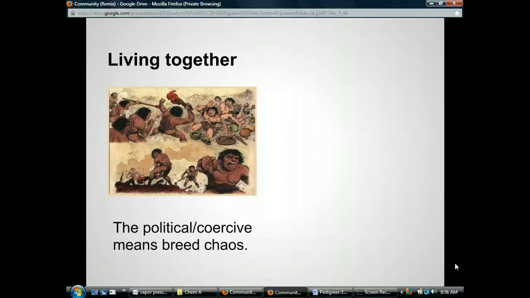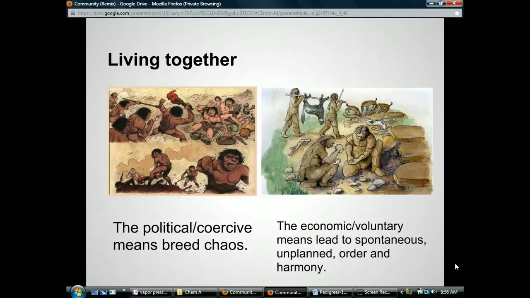So, we have political coercive means breeding chaos. We have the economic voluntary means leading to spontaneous, unplanned order and harmony. Because I studied ants for my PhD, I've always been interested in what's called spontaneous order and self-organizing systems. And that's what an ant colony is.